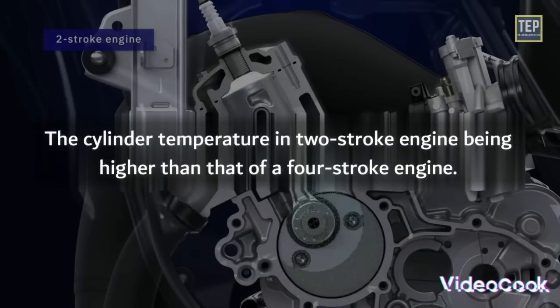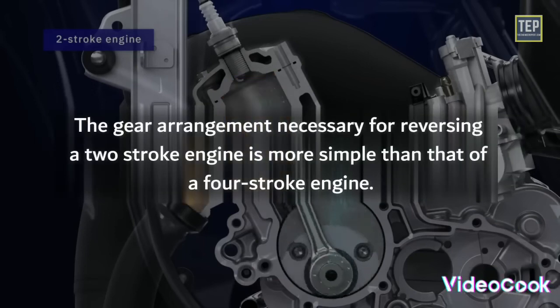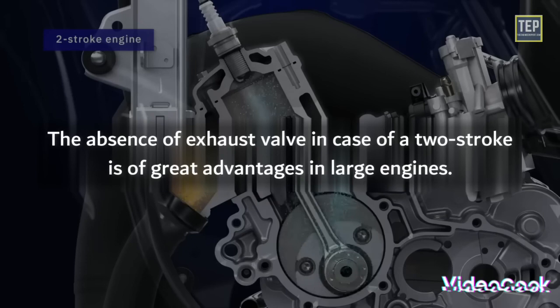The cylinder temperature in a two-stroke is higher than that of a four-stroke engine. The gear arrangement necessary for reversing a two-stroke engine is simpler than that of a four-stroke engine. The absence of an exhaust valve in a two-stroke engine is of great advantage in large engines.